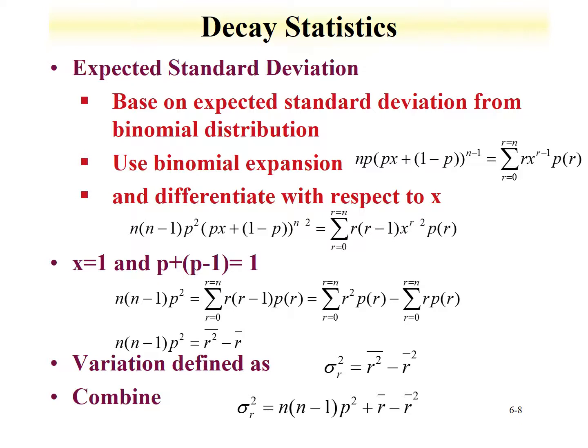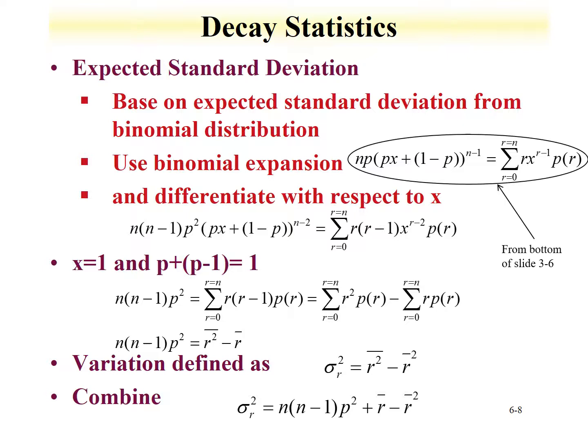Right, so we can use that information to talk about how we can derive a standard deviation for certain counts. And this standard deviation is just based upon the expected standard deviation from binomial distribution. So we'll use the binomial expansion, which again is shown here, and we'll differentiate that with respect to x.